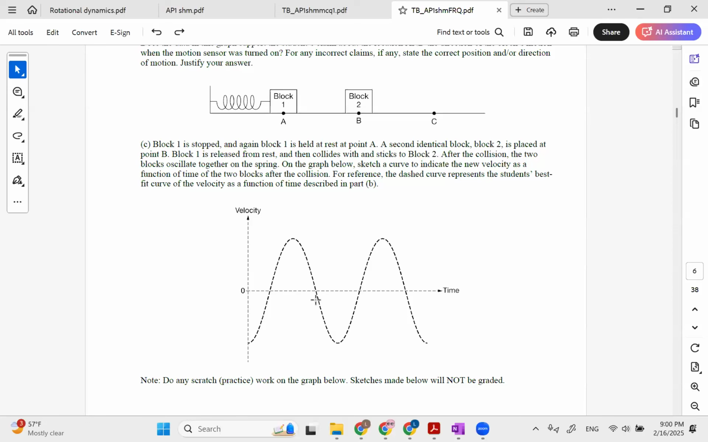So, Richard, what do you think? I think the amplitude might be a little bit smaller. Amplitude. So it means that after the collision, the velocity is smaller. Good. Why?